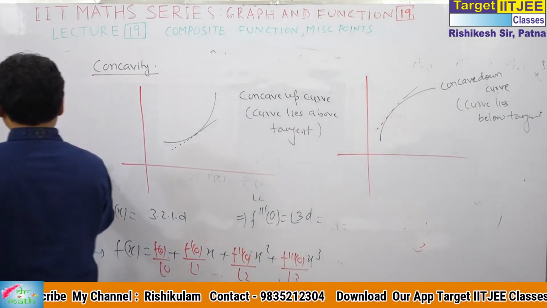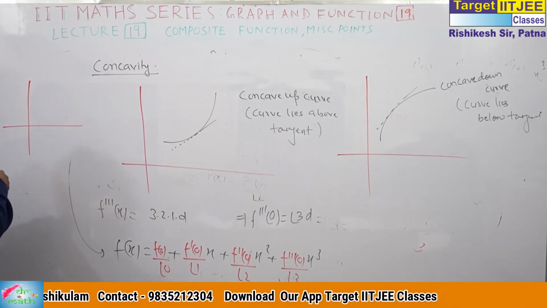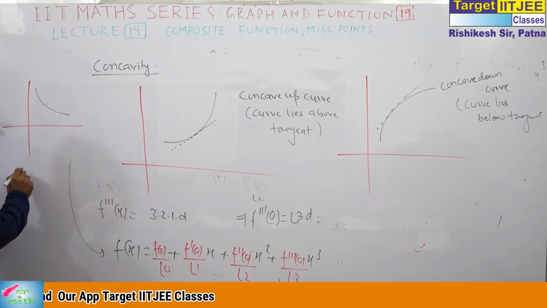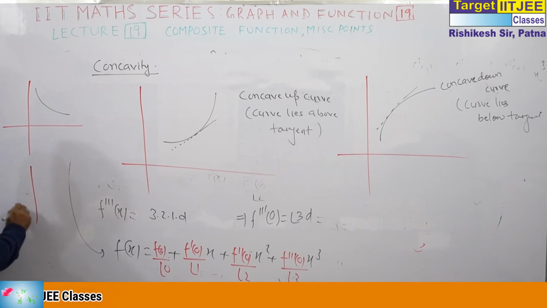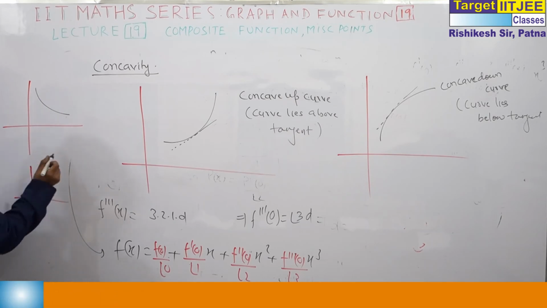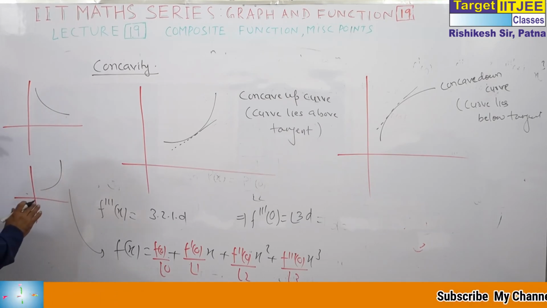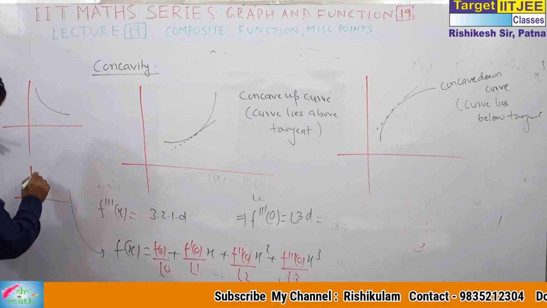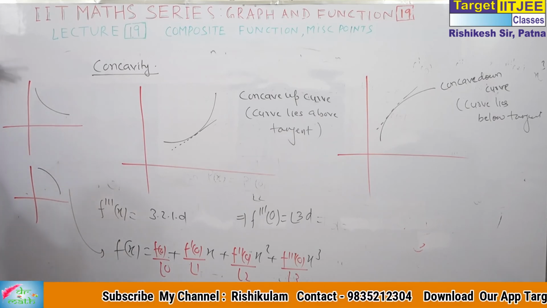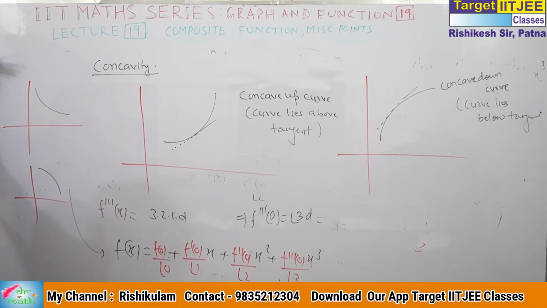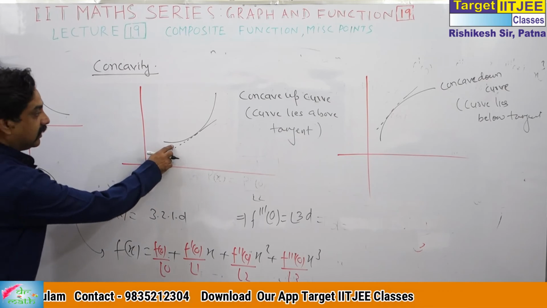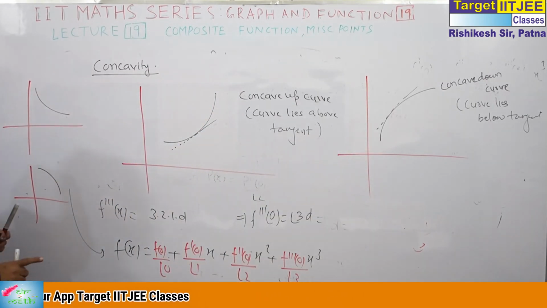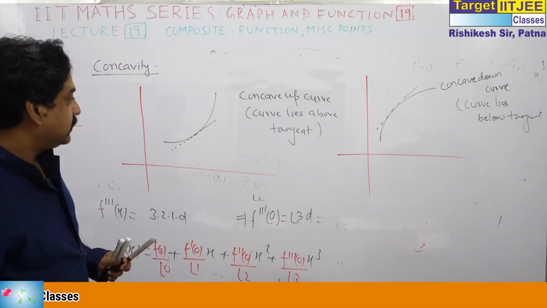This is also concave down, increasing. They are all concave down. Concave up and down has no relation to increasing, decreasing. You can say this is increasing, this is increasing, this is decreasing, this is decreasing. So there are some points there.